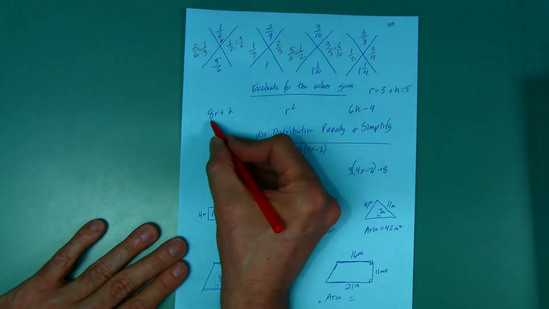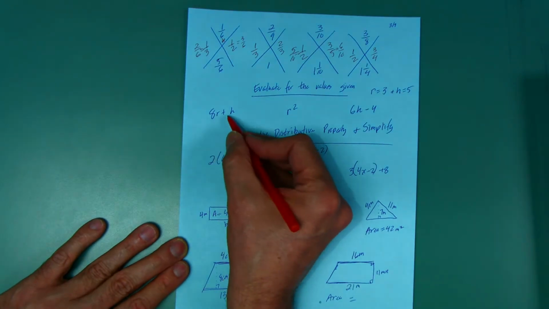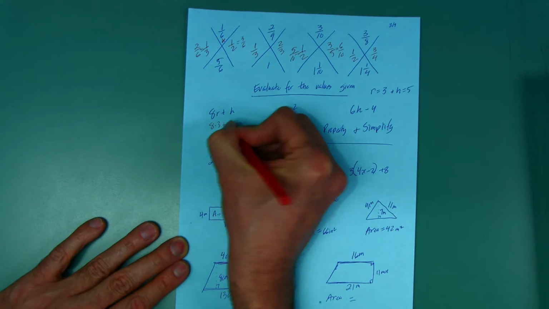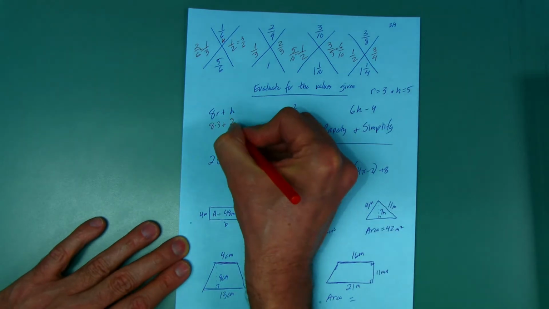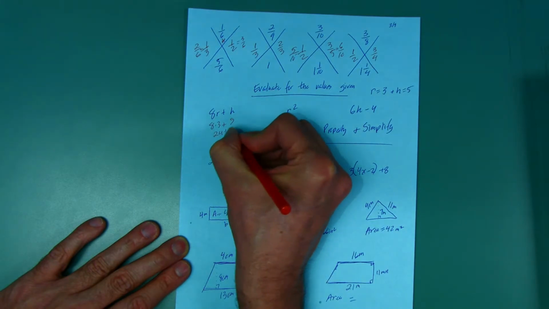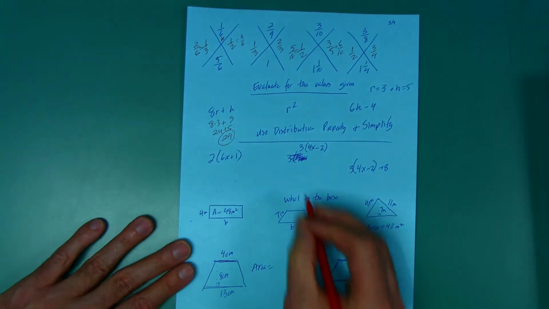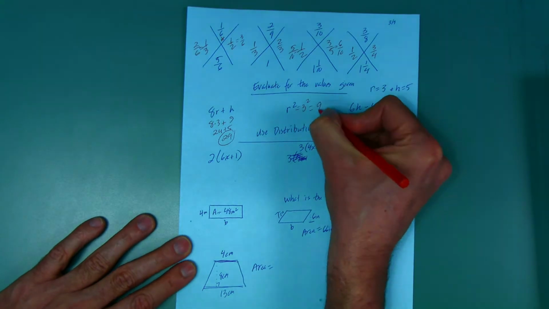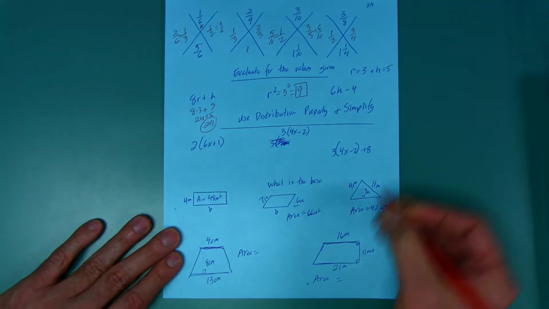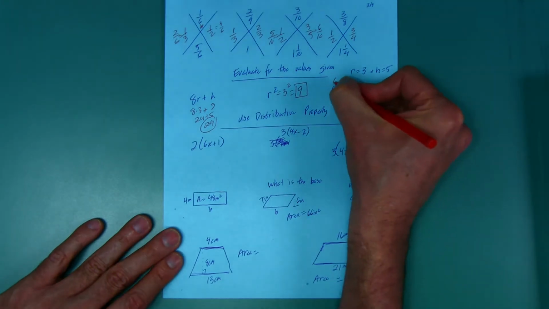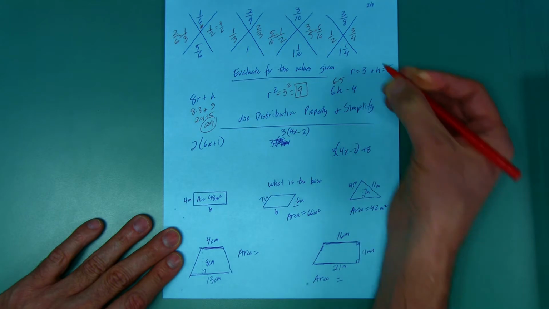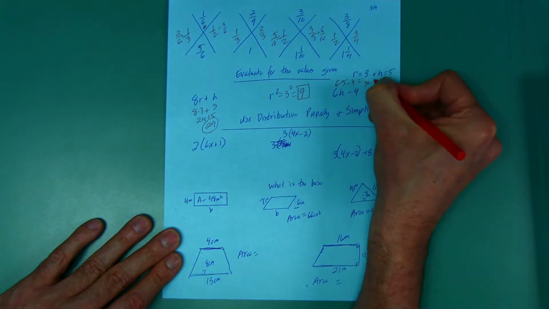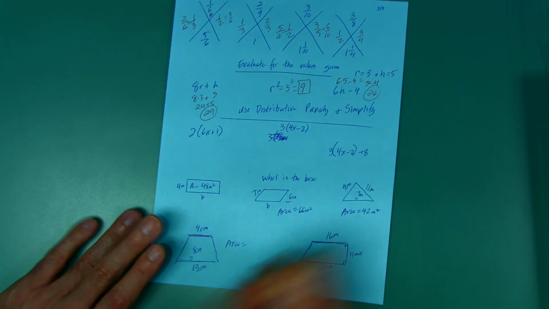All right, so 8r plus h, that's 8 times r plus h. If r is 3, this isn't 83, it's 8 times 3. And h is 5. I have 24 plus 5, 29. R squared is r times r, so 3 squared is not 6, it's 3 times 3, 9. 6h is 6 times h. If h is 5, that's 6 times 5 minus 4. I have 30 minus 4, 26.